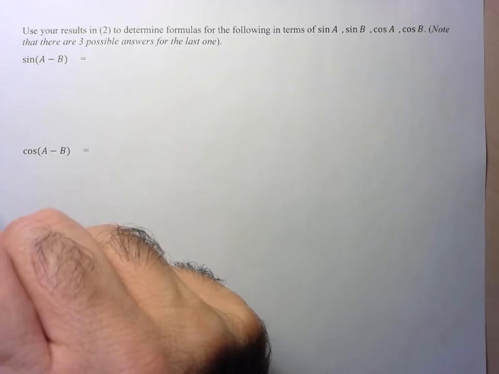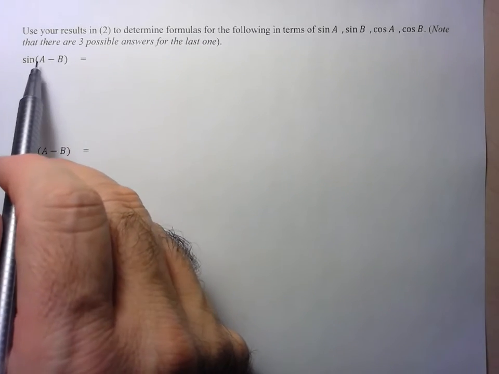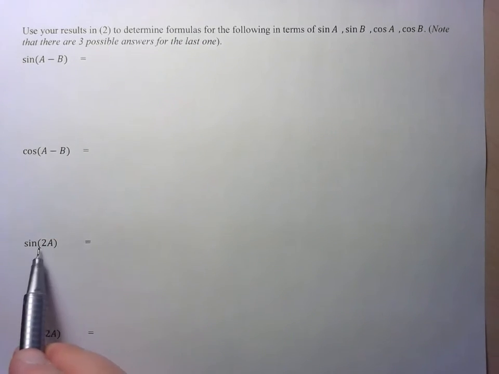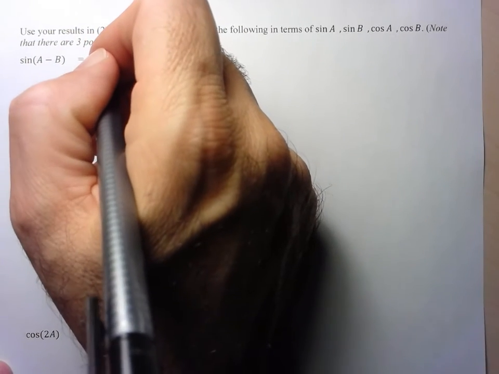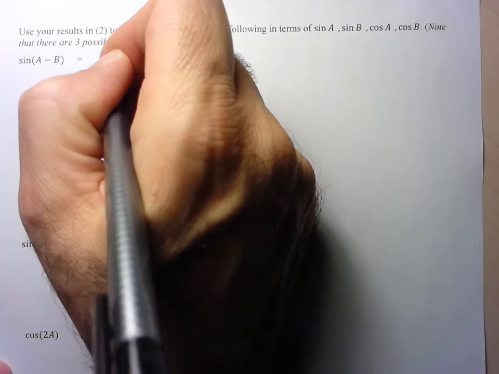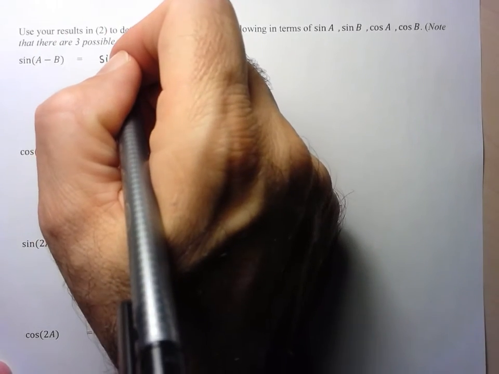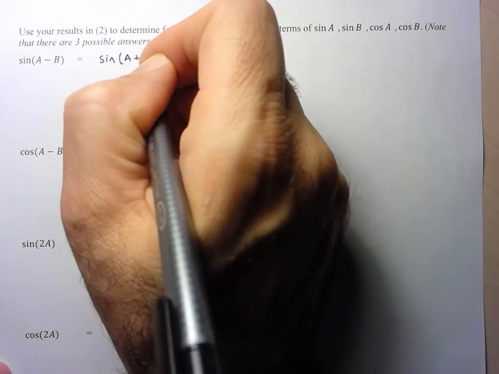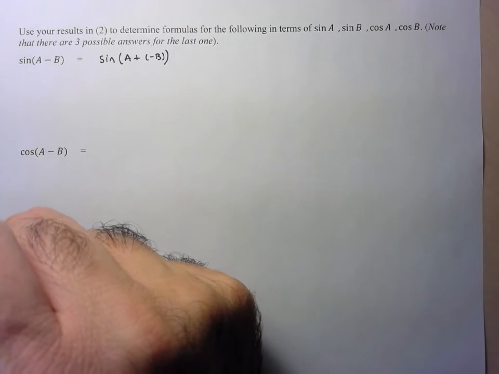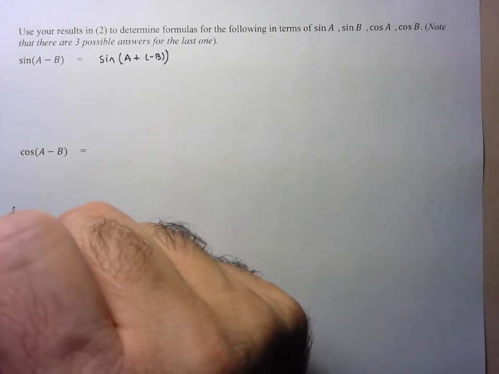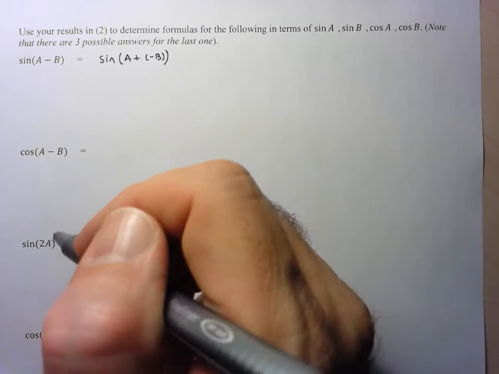And just to get you started, what I already have is a formula for the sine of a sum. So the question is, can I write this as a sum? Well, how can we do that? And I'll start you off with the first one. I can rewrite sine of a minus b as sine of a plus negative b. Okay? And now I can apply the formula we just found. And you could do something similar with all the other ones.